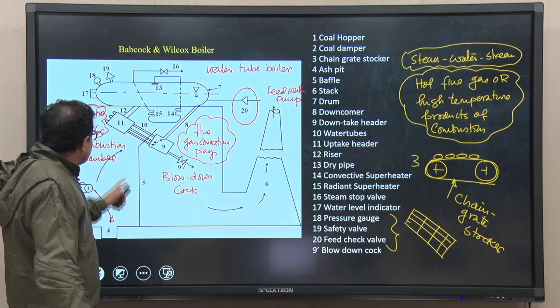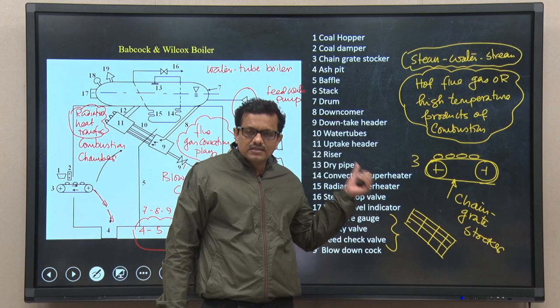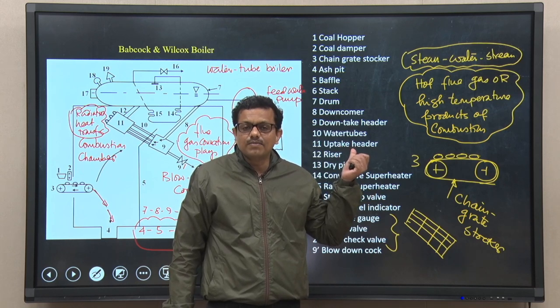So, if we summarize, there is the steam water cycle. Steam water cycle, if I write, 7, 8, 9, 10, 11, 12, that is the steam water cycle. And what else? This, 4, then 5, then 6, this is the hot flue gas cycle. Right. So, this is the hot flue gas cycle and this is the steam water cycle. These two streams are allowed to flow in such a way that it is possible to have maximum heat recovery from the high temperature products of combustion.